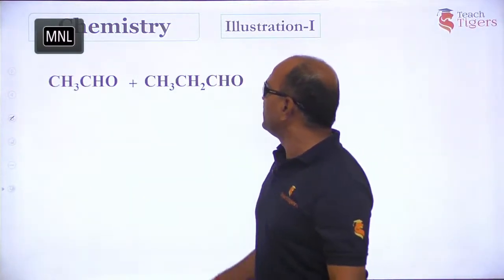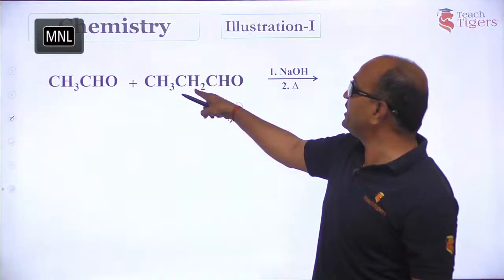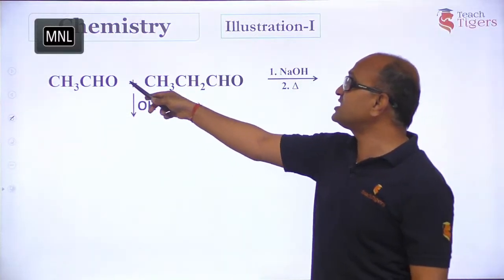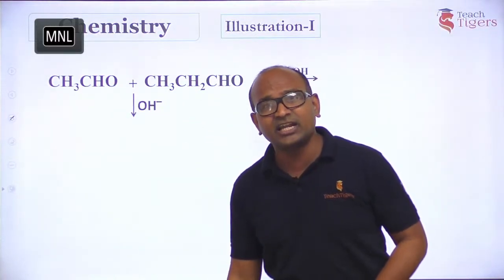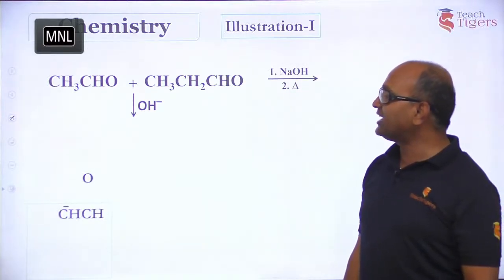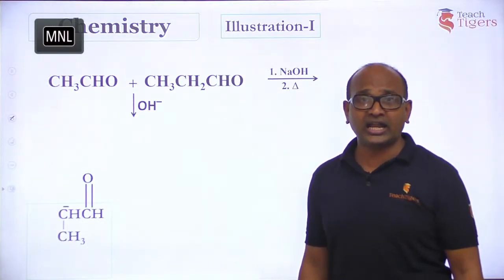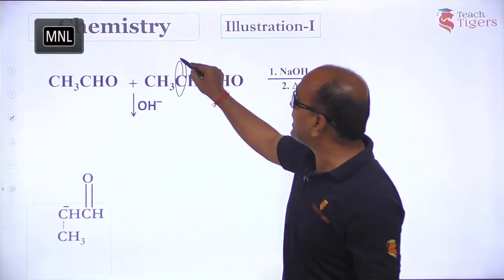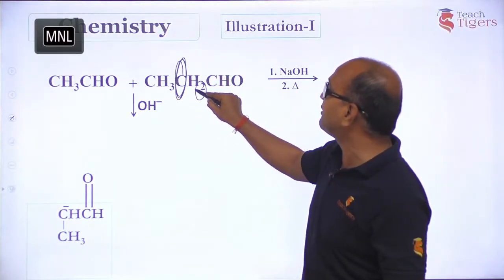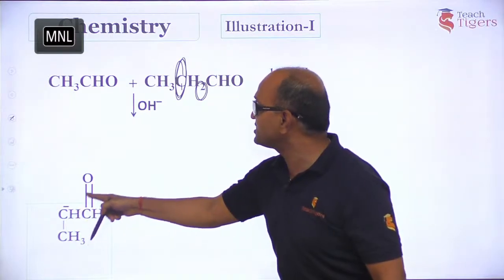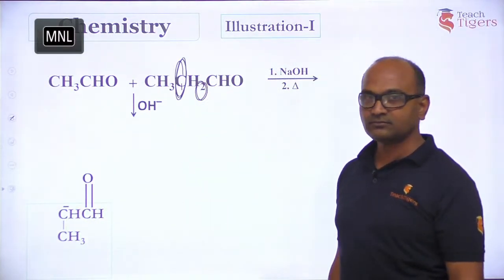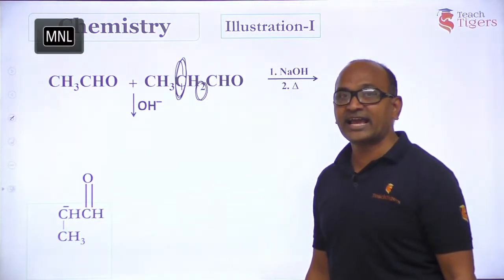Now I told you, even this can form an enolate ion. The first enolate ion was from acetaldehyde. Now the second enolate ion is from propionaldehyde. So identify the alpha carbon. This is our alpha carbon and this is the alpha hydrogen. So this is what I have done: first I have removed one hydrogen here. So you have got this enolate, right?